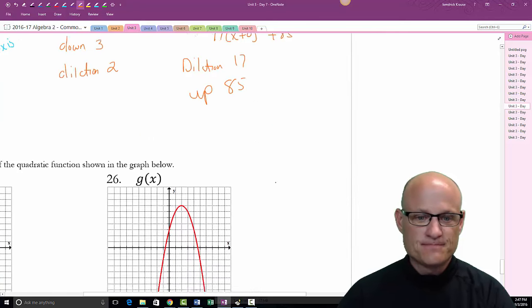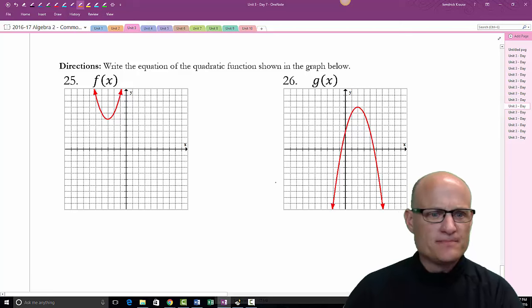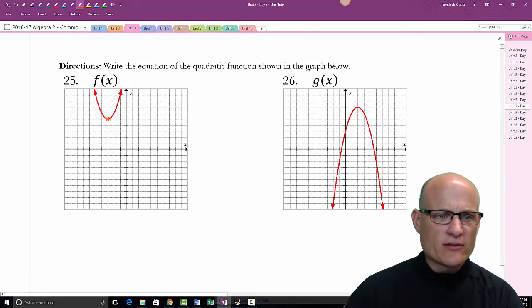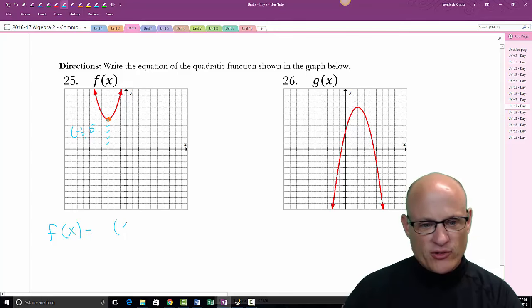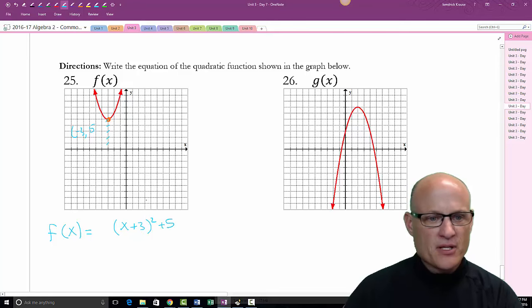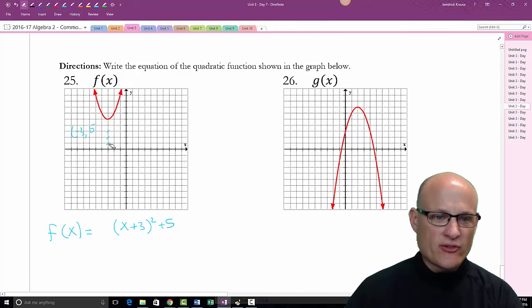and up 85. All right, let's see if we can write these equations. First things first, let's find this vertex. The vertex is negative 3, 5. So I know it's going to be f of x equals, I move to the right or left 3, so it's x plus 3 squared and up 5.